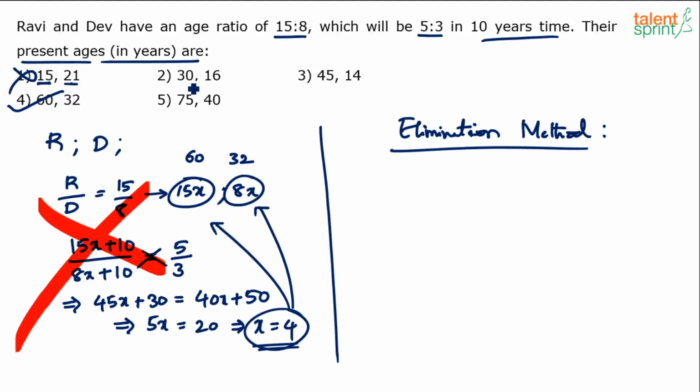Look at option 2. 30. Yes, it's a multiple of 15. 15 into 2. 16. Yes, it's a multiple of 8. 8 into 2. And moreover, 30 and 16 also are in the ratio of 15:8. 30 is to 16 is 15:8. So this probably is the answer.